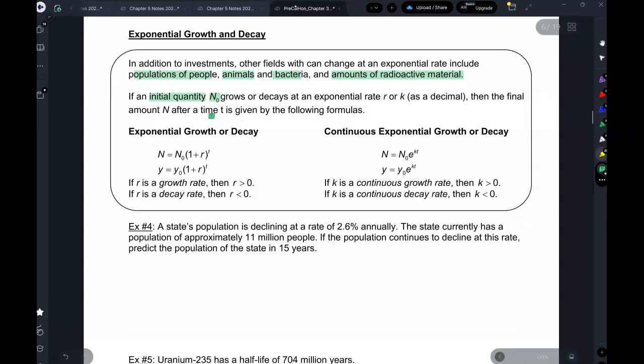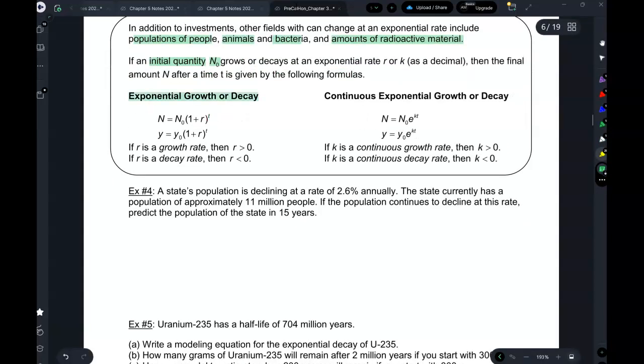In this case, okay, so take a look. You have exponential growth or decay. The formula is y equals y naught times (1 plus r) to the t. Okay? Your book uses n and n naught. I like the y's. R is a growth rate if r is greater than 0. And then it's a decay rate if r is negative. So if this was plus 0.2, it's growth. Minus 0.2, decay. All right?